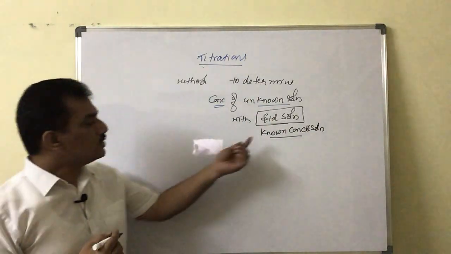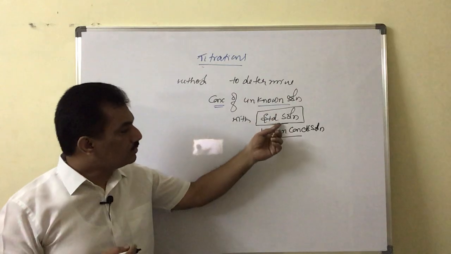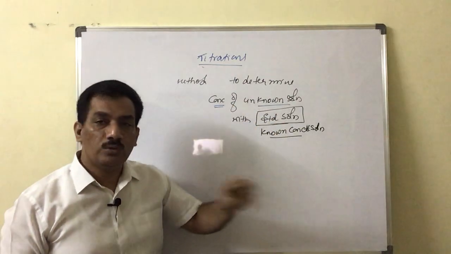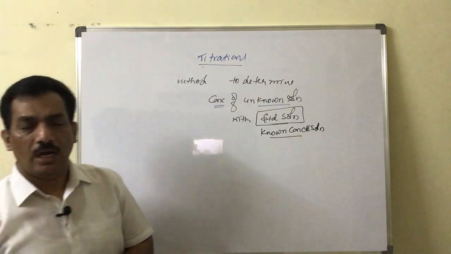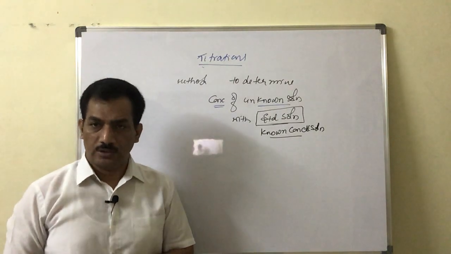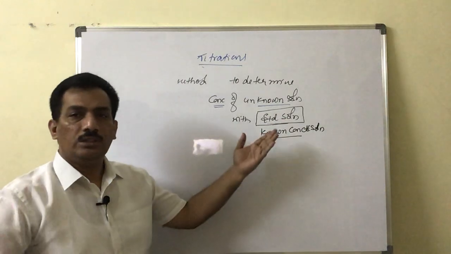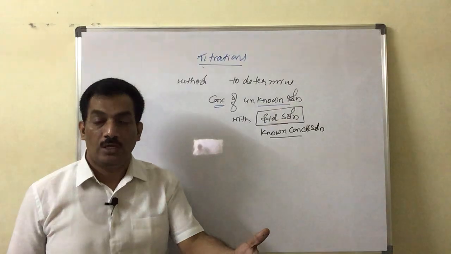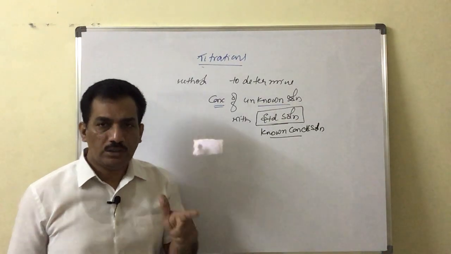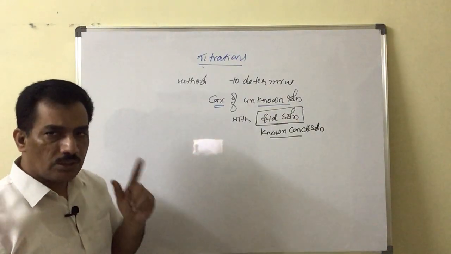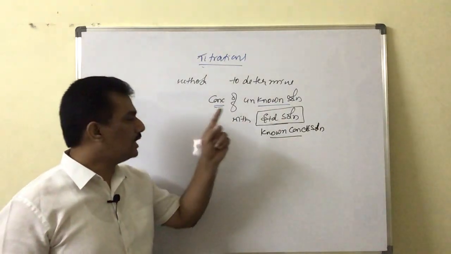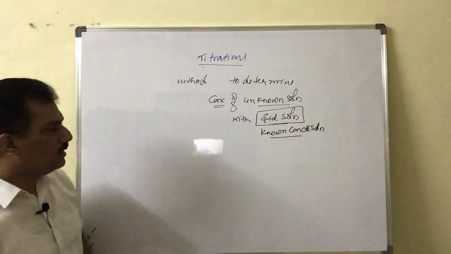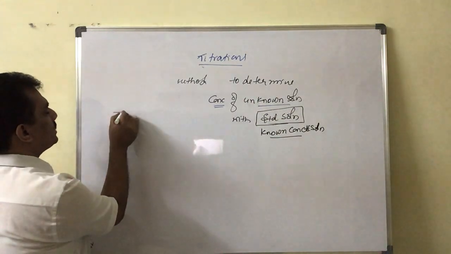Clear? So with this known concentrated solution, that is by using the standard solution, we measure the concentration of an unknown solution. Some other solution is given and it is asked to measure its concentration. Then by using the standard solution, the known concentrated solution, we can measure it. That process of measuring the concentration of an unknown solution by using the standard solution is known as titration. And different kinds of titrations are there.